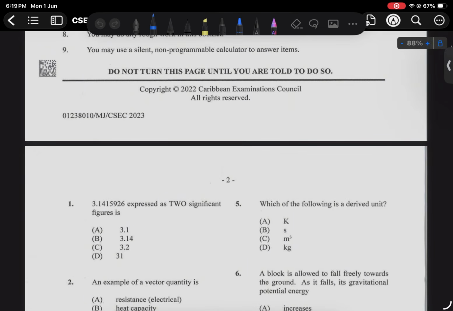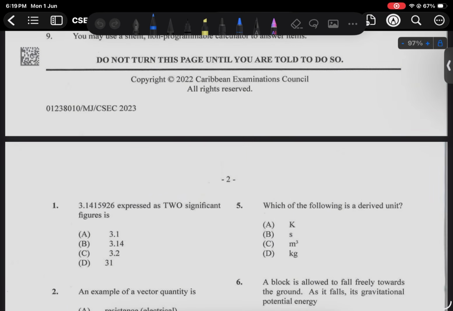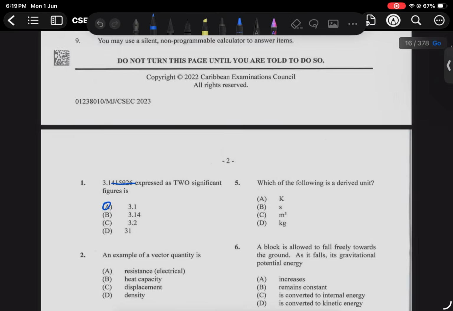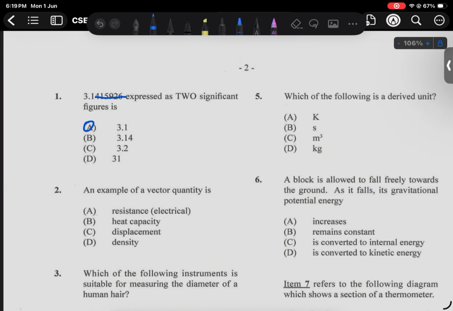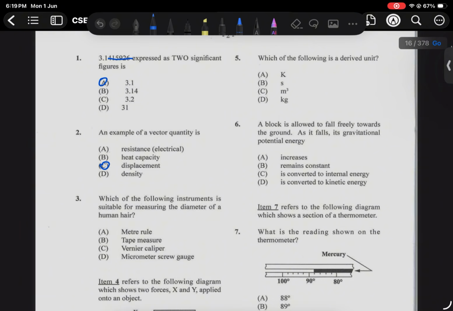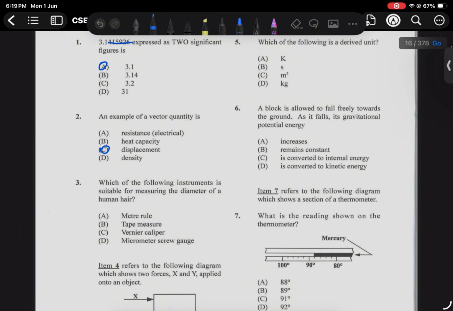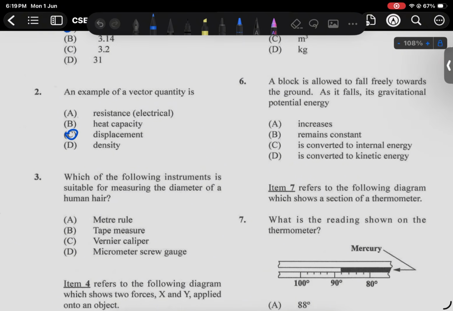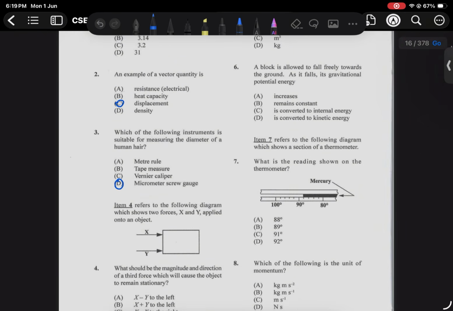3.14 expressed as two significant figures is, let's take off all of this, so 3.1. An example of a vector quantity has both magnitude and direction. We know displacement does that. Which of the following instruments is suitable for measuring the diameter of a human hair? That would be micrometer screw gauge. It is a precision measuring instrument.